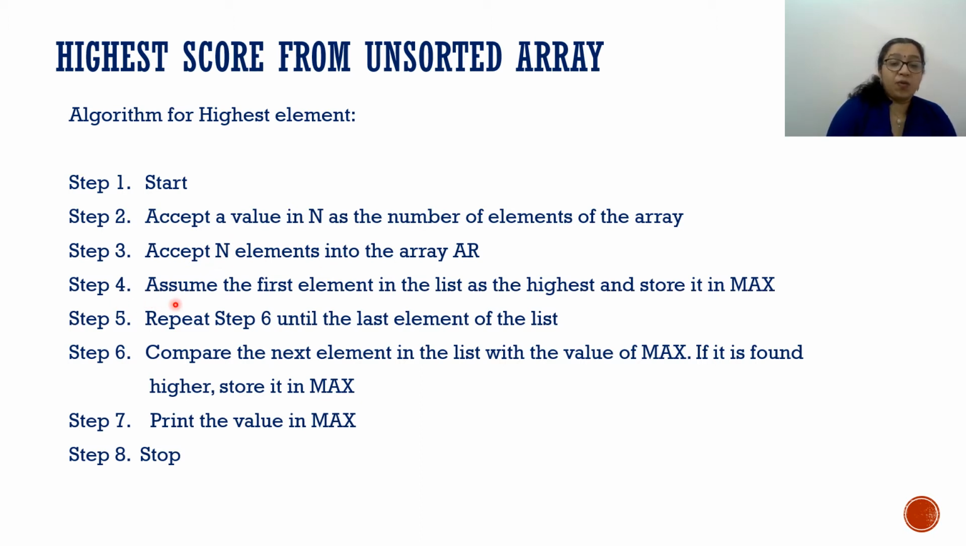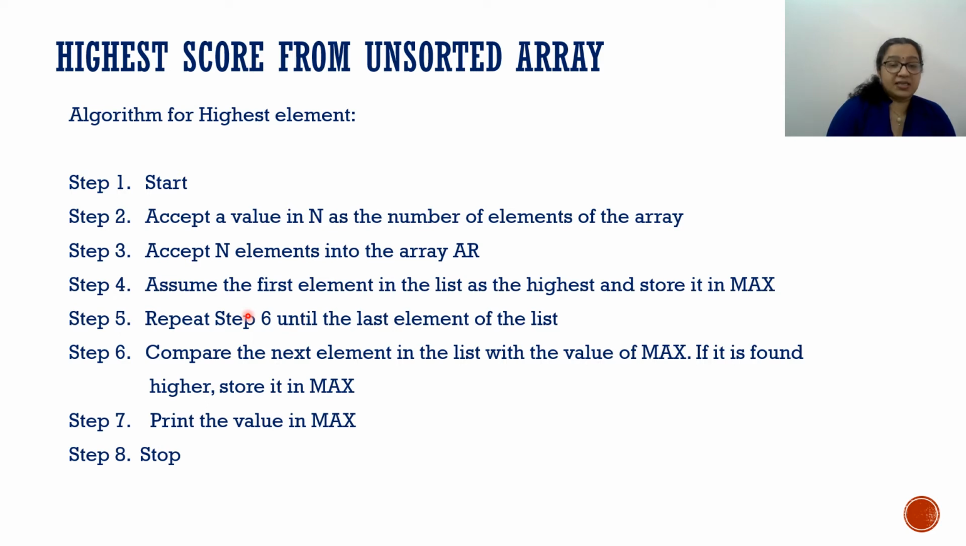Now in step 4, assume the first element in the list as the highest. So here we are assuming the first element as the highest one, and we are storing that value in the variable max. So max is the variable here. We are storing the first element, and we are assuming that that is the highest one. Now see the next step, step 5.